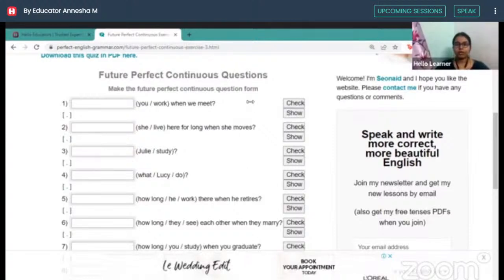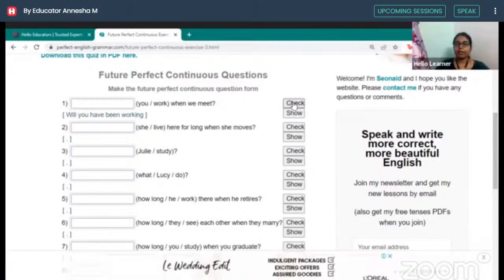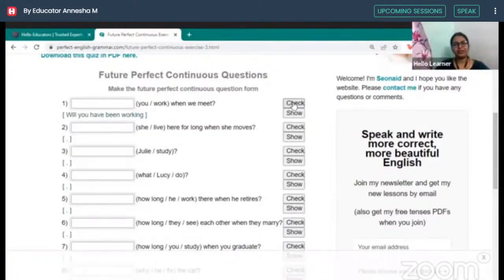All right, very good. Let's start then. Let's start with Z only. Yes, Z. Will you have been working when we meet? When we meet. Very good. And what will be the negative interrogative? Won't you have been working when we meet? And will you not have been working when we meet? Absolutely correct. Very good, Z. Thank you so much.